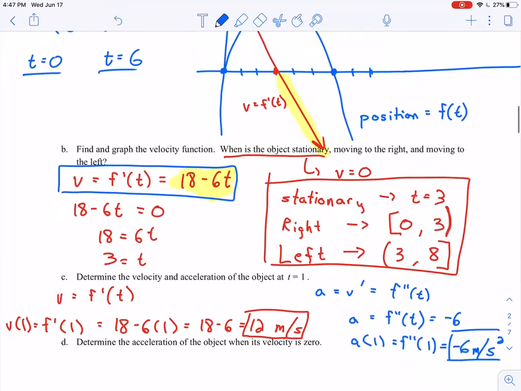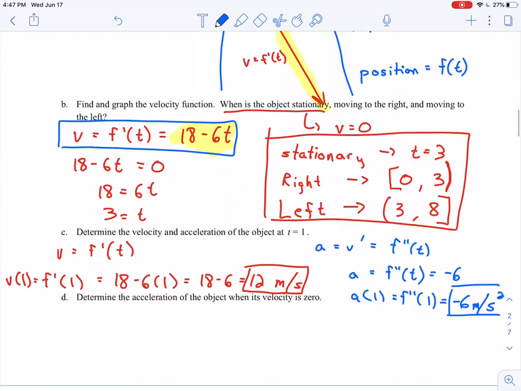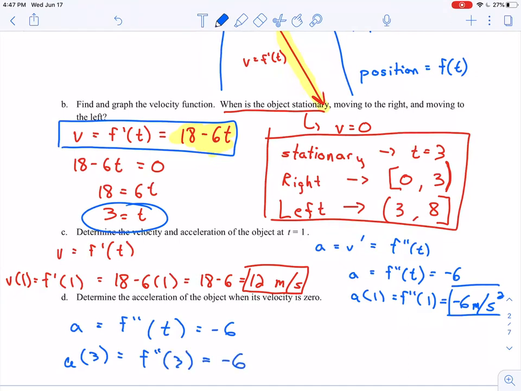Part D, determine the acceleration of the object when its velocity is 0. Here, this is kind of a silly question to ask because we said the acceleration is the second derivative of the position function, which is negative 6. So earlier we found the velocity is 0 at t equals 3 seconds. So I'm going to take 3 and plug this into my function. A of 3 is f double prime of 3, which is still just negative 6 because it's a constant function. So we'll say negative 6 meters per second squared.